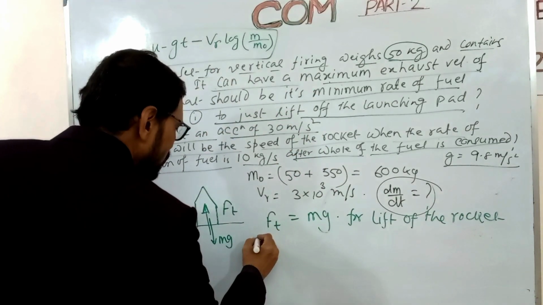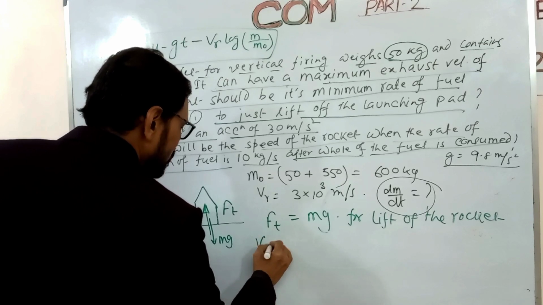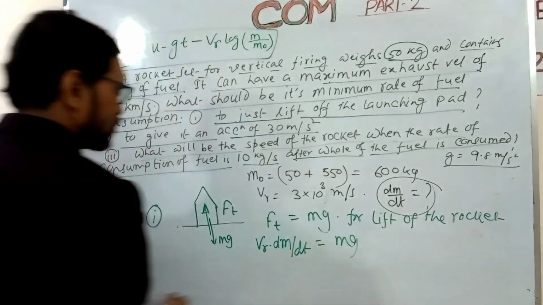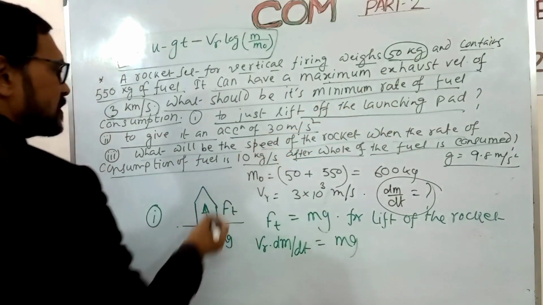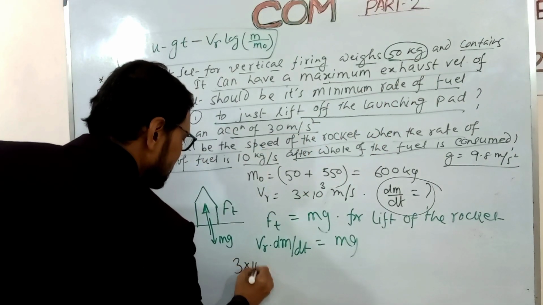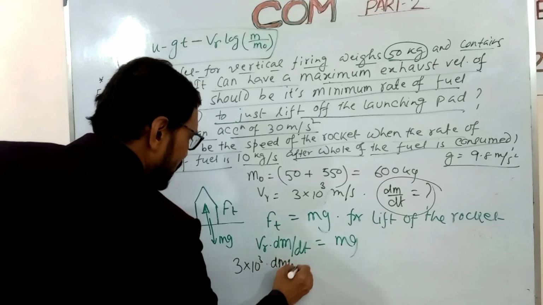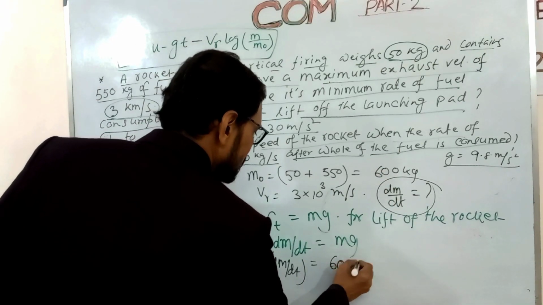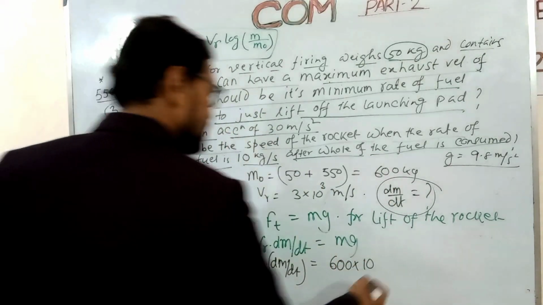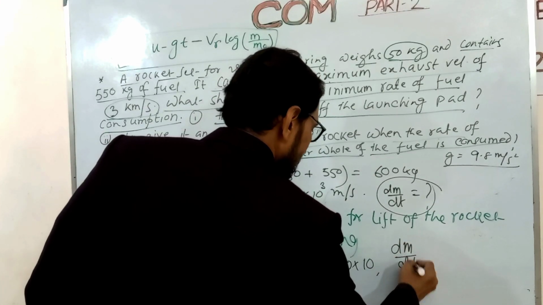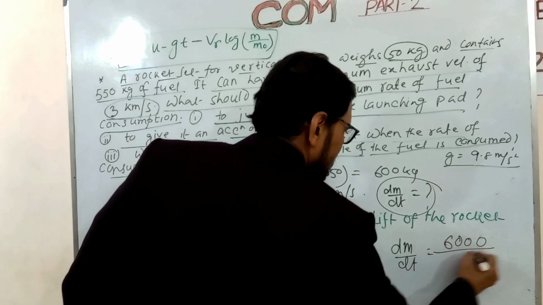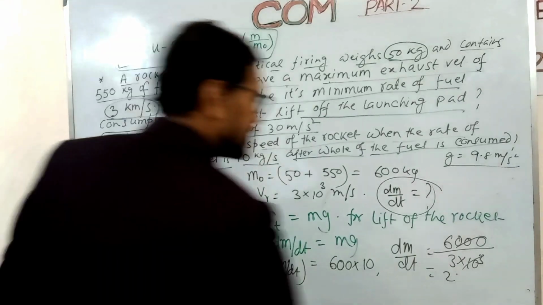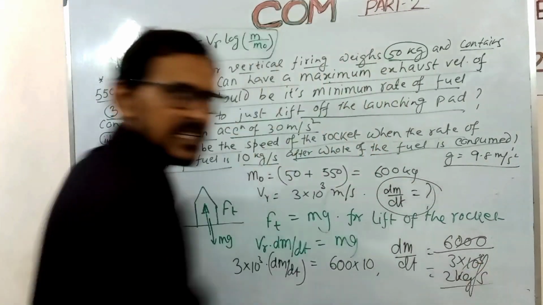So the condition is that thrust force must be equal to mg for lift of the rocket at the launching pad. Now what is the thrust Ft? The magnitude of thrust is vr times dm/dt, equal to mg. The relative velocity vr is 3 into 10 cubed, and dm/dt we have to find, equal to the total mass of the rocket, 600, into g, taking g equal to 10. So the answer is 2 kg per second.